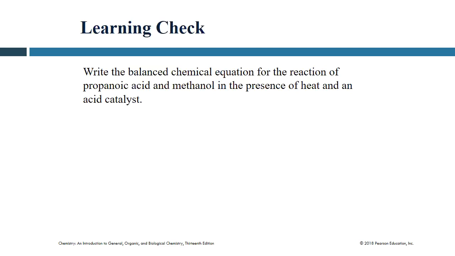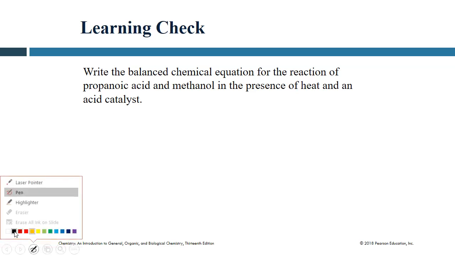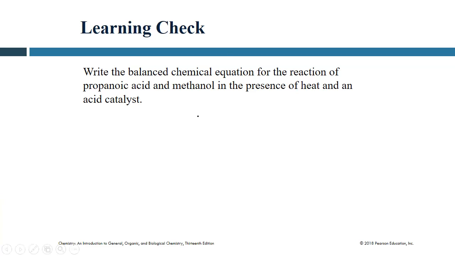All right, let's do this one together. Write the balanced chemical equation for the reaction of propionic acid and methanol in the presence of heat and acid. So to do this, we need to have all of these formulas all written out. So propanoic acid, I've got a 3-carbon acid. So 1, 2, 3. There's my propanoic acid, methanol. Oops, that's too much.